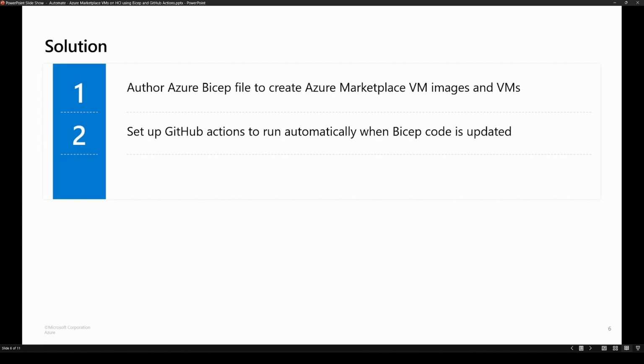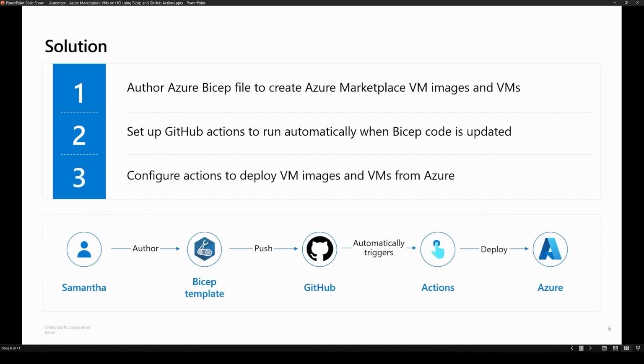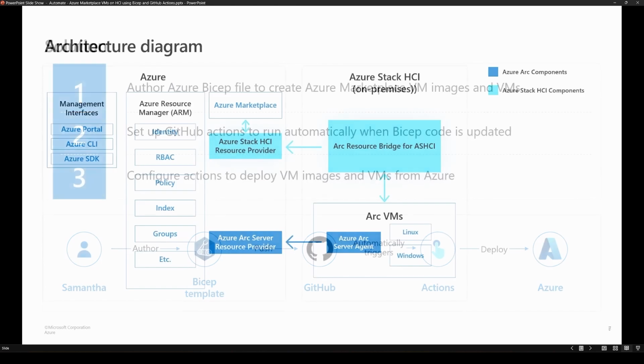To ensure that your team members can execute the same steps, GitHub Actions can be set up such that it runs automatically when the Bicep code is modified. This will help you automate the deployment of VM images and VMs from Azure.